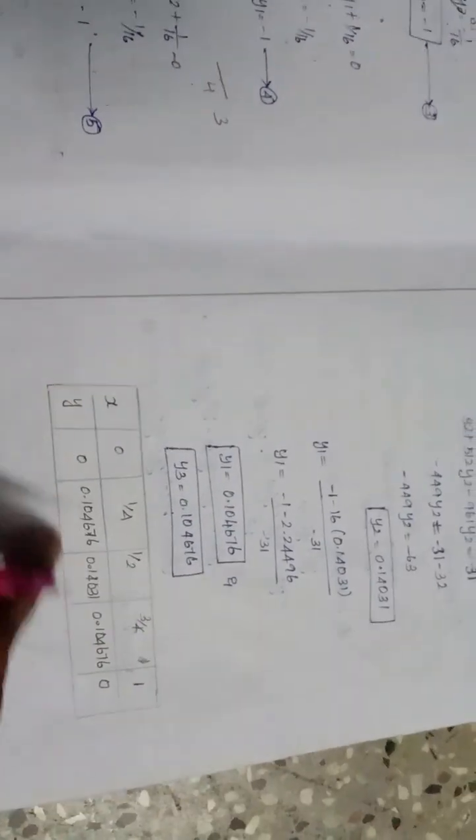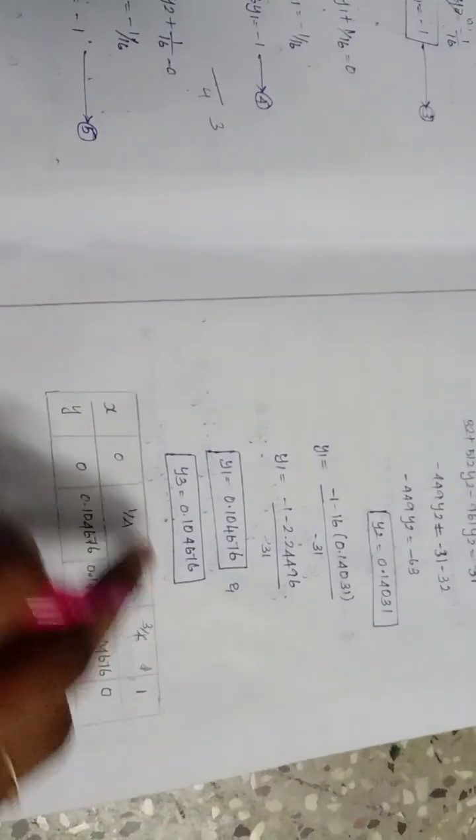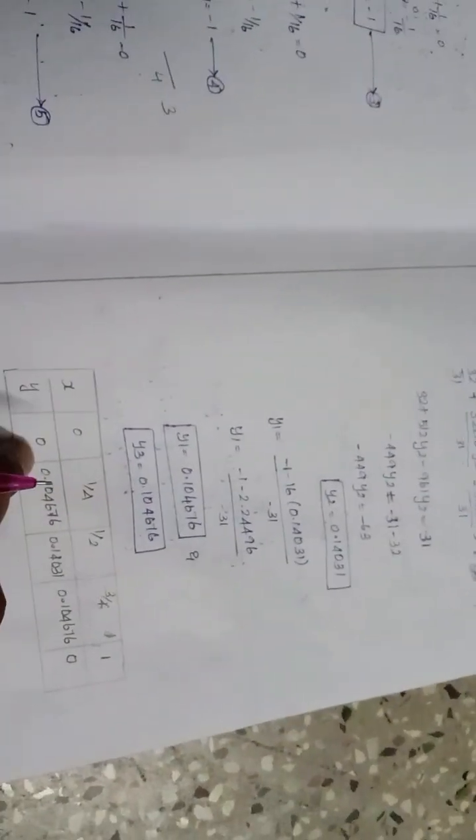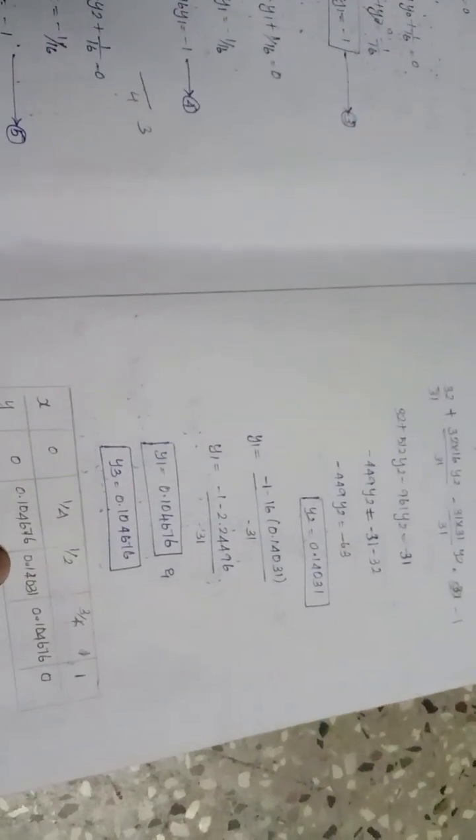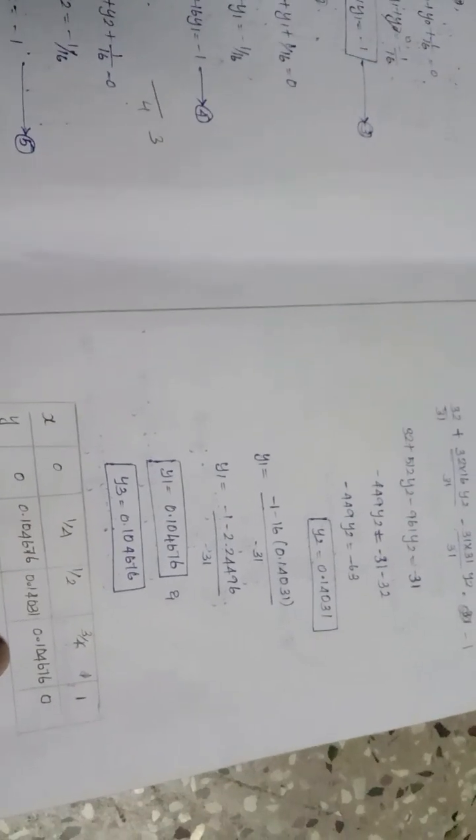So our tabular column is x: 0, 1 by 4, 1 by 2, 3 by 4, 1, and the values of y: y1 is 0.104676, the y2 value is 0.14031, and the y3 value is 0.104676.